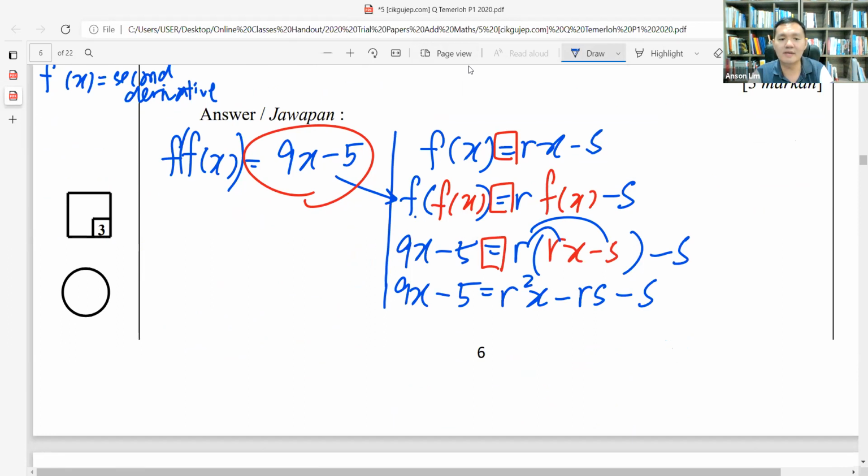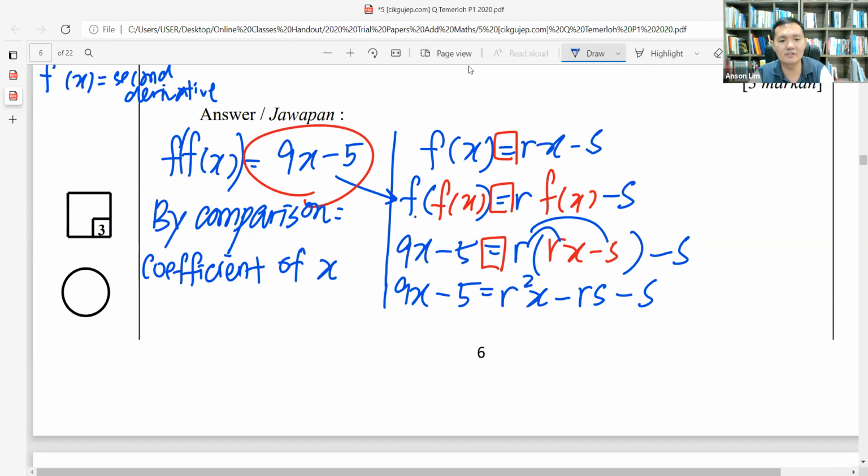So your friend says by comparison means the coefficient of x on the left hand side. You can do that. Coefficient of x. You can see or not, coefficient of x. Okay, coefficient of the x, you can see 9 equals r square.